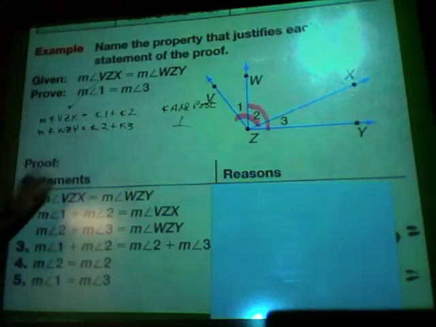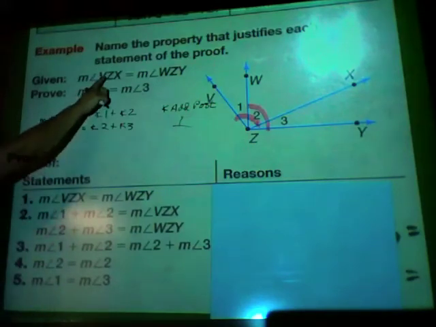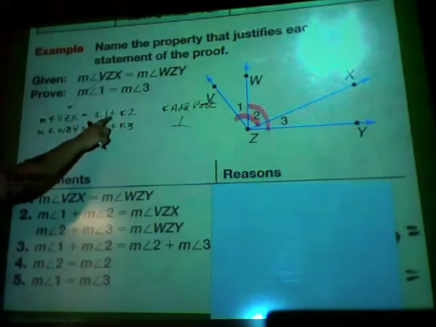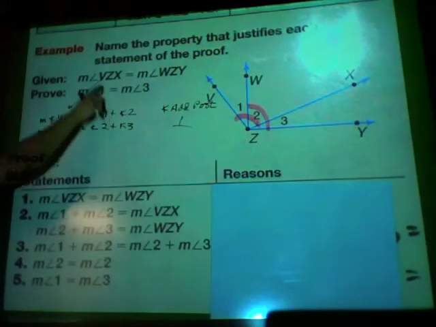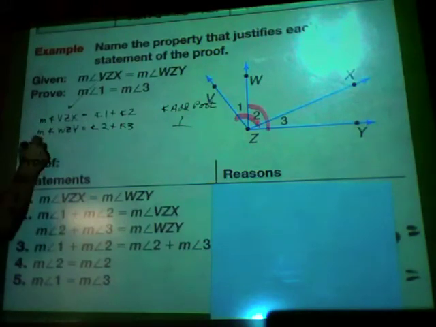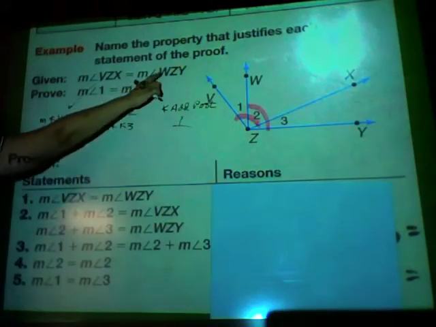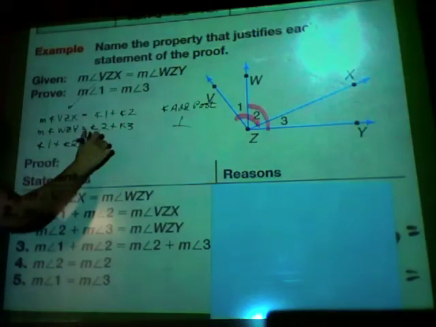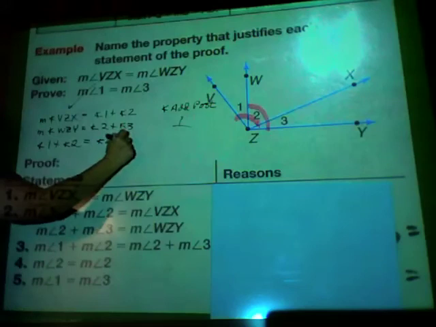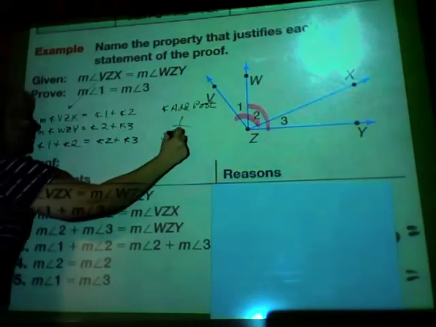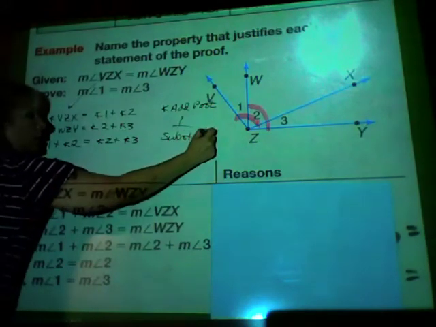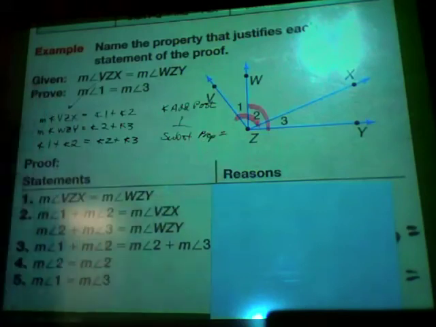And then, what do you notice about this side and this side? Yeah, they both have angle 2 in there, right? Angle 2 is part of their sum for both of them. Couldn't I replace VZX with this value? If I replace, what am I doing? I'm substituting. And I'm going to replace WZY with that value. That's our substitution property of equality.